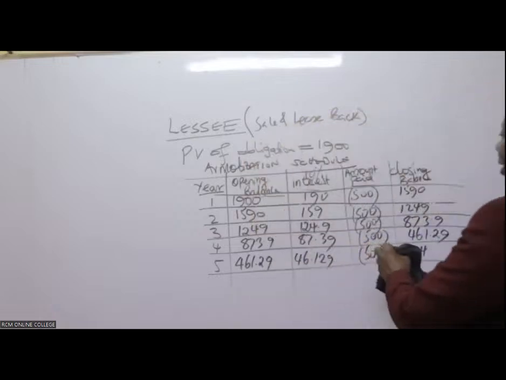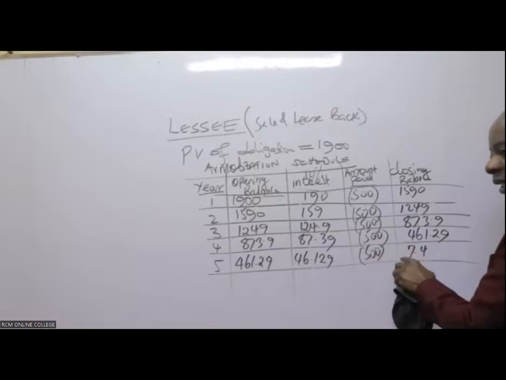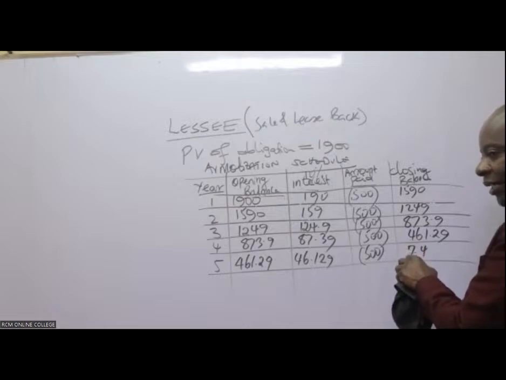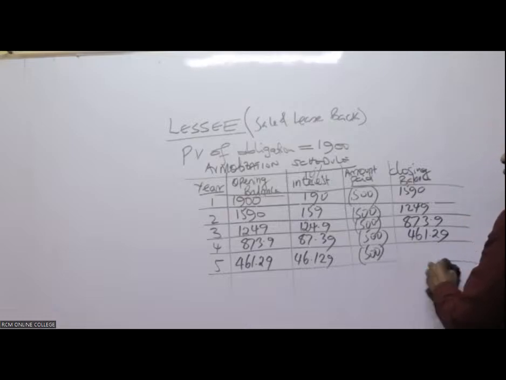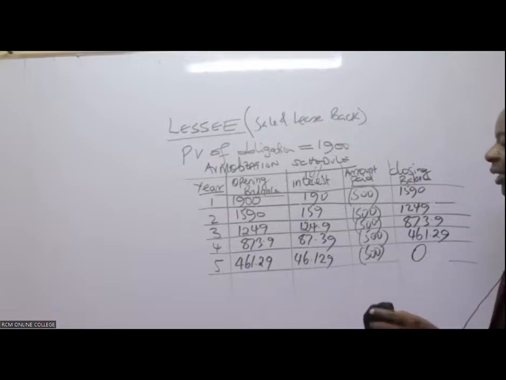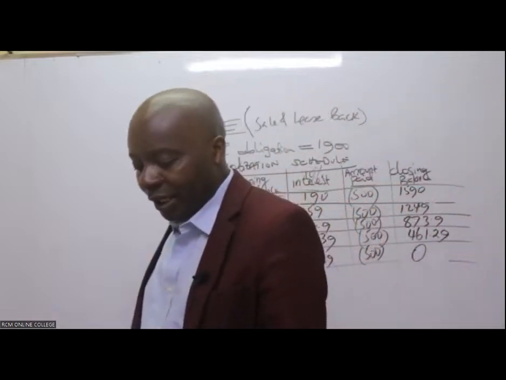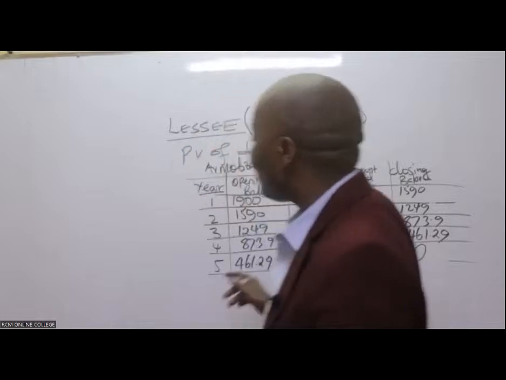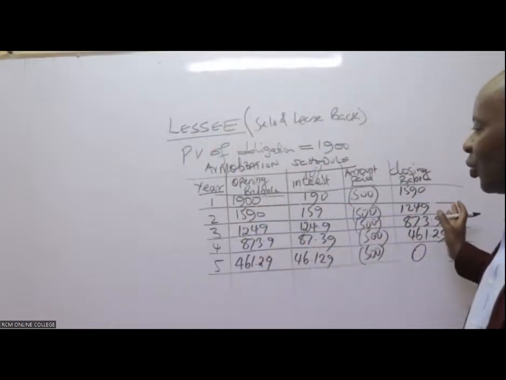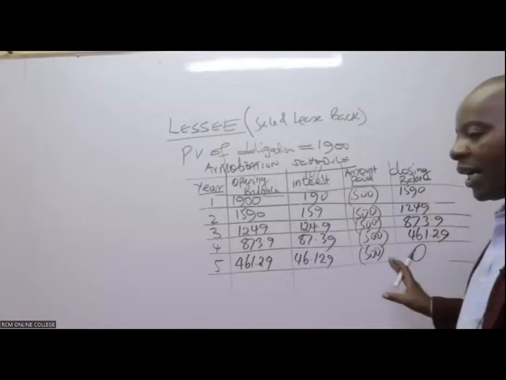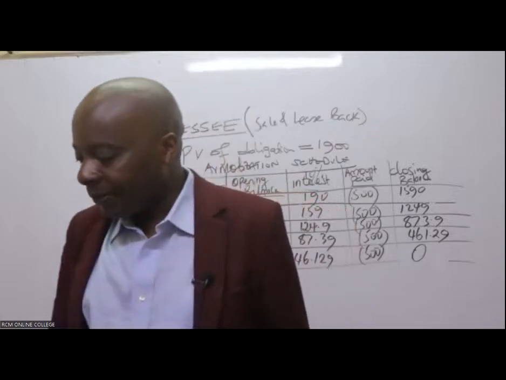In this case, at the end of the year, I hope this is the last year. Year 5 is the last year, isn't it? Yes. So if it's the last year, you must amortize it to 0. You simply write 0 there. There is no problem. These figures here are quite close to the real ones. So you leave it there at 0 exactly.